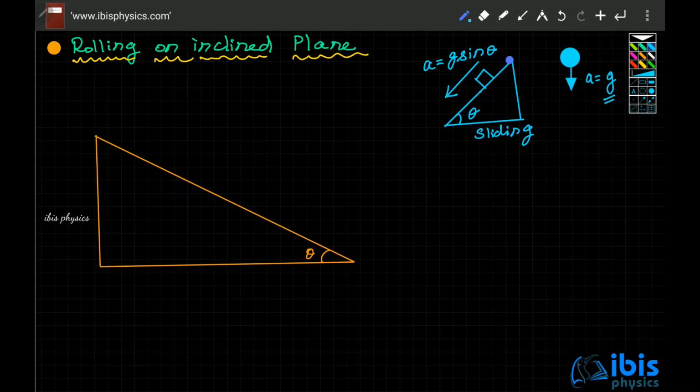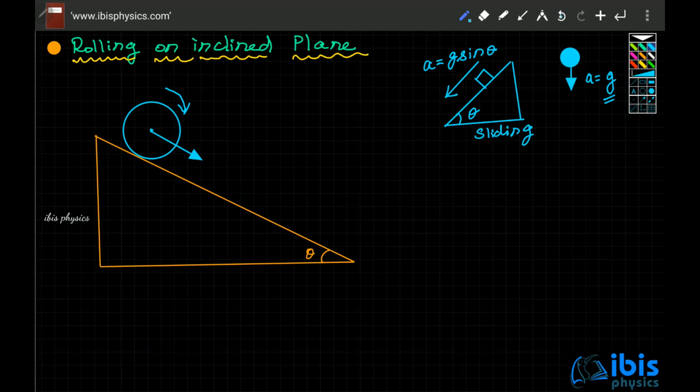This plane is smooth, whereas this one has friction, because we are going to consider a round object, and this round object will roll down. When it is rolling down, its center of mass will move along the inclined plane, and at the same time it rotates. It rotates as well as it moves down. So what will be that?